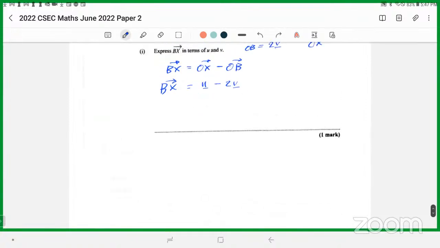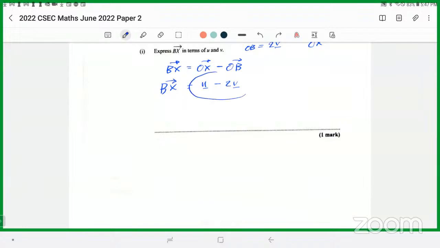Mute your mic, please. Keep your mics muted.